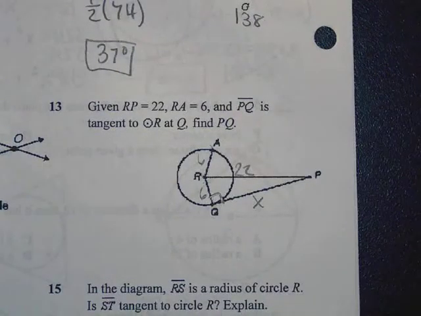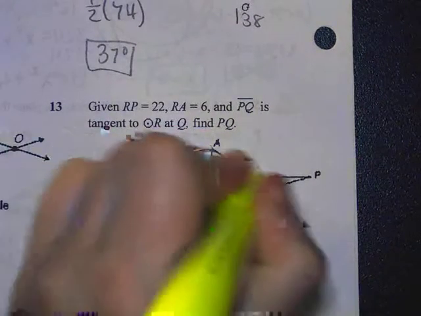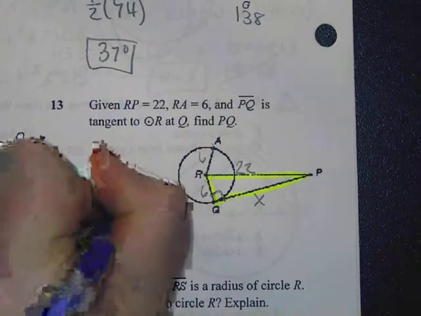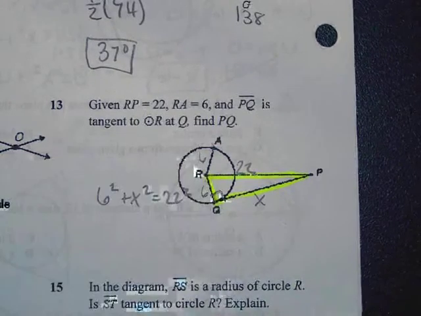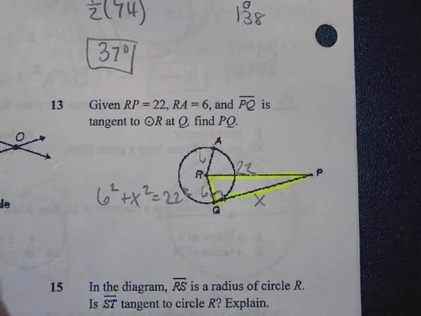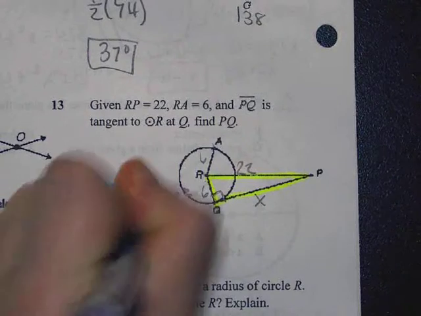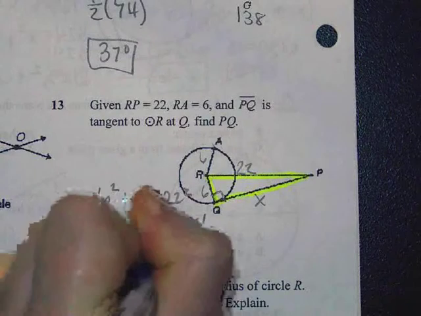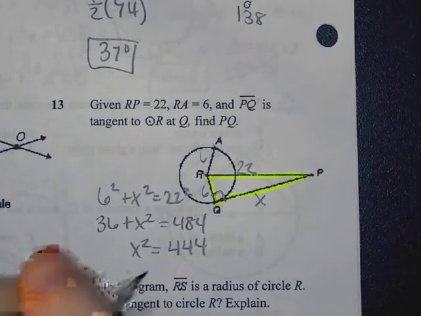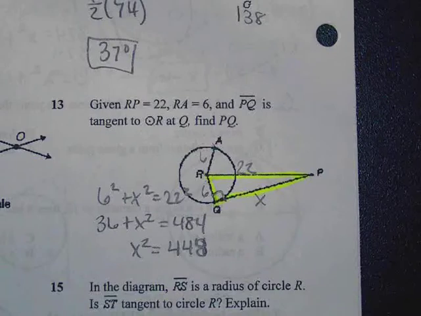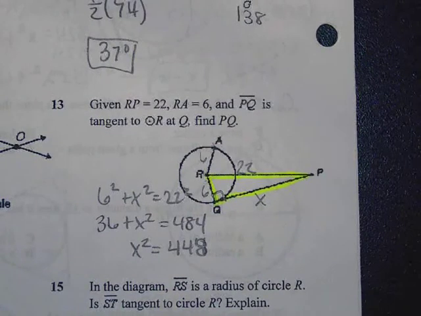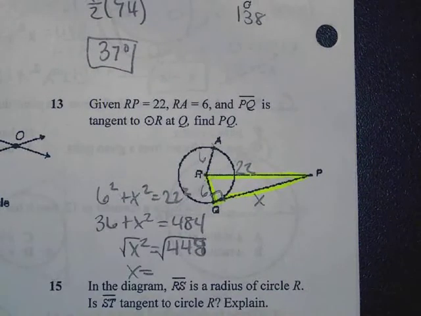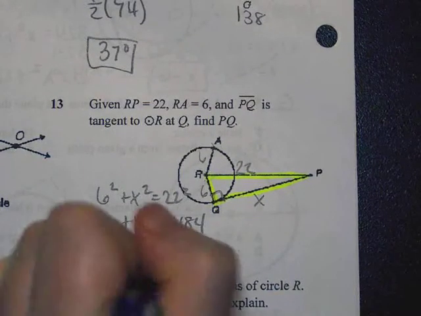And rule number 2 is find your right triangle so you can do Pythagorean theorem. So we have 6 squared plus x squared equals 22 squared. So that is 36 plus x squared equals 484. And when I subtract 36 from both sides, we get x squared equals 448. Oh, didn't even write 448. And when I square root that value, we get an x value of 21.2.